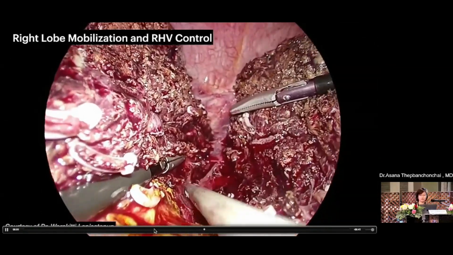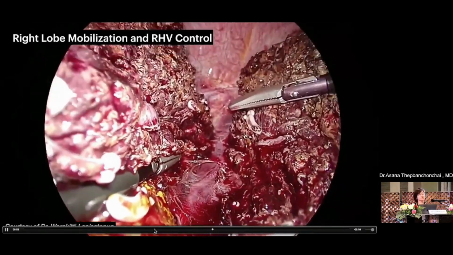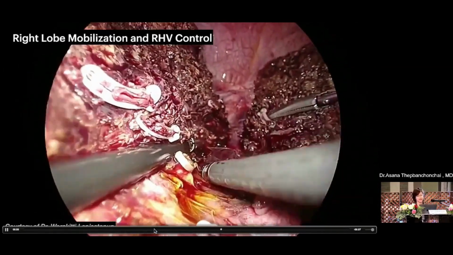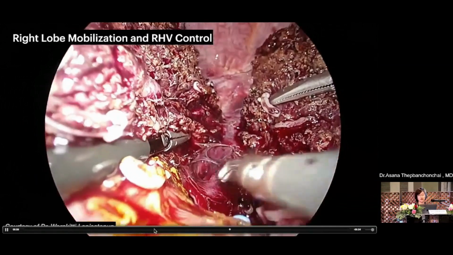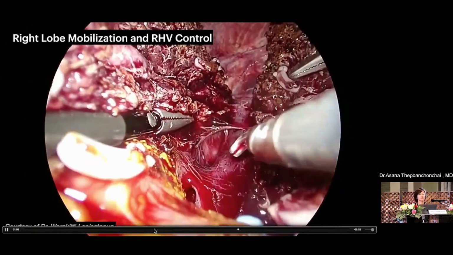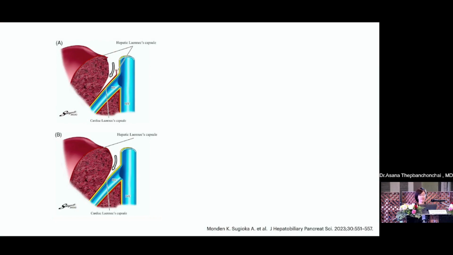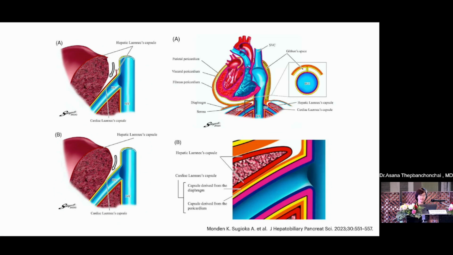Firstly, the right hepatic vein drains into the IVC in a horizontal plane. It is better to dissect to encircle it from the lateral aspect of the IVC instead of doing it anteriorly. Second, there are 2 layers of Laennec's capsule attached together in the area between liver parenchyma and the hepatic vein root or IVC, called the hepatic and cardiac Laennec's capsule. The cardiac Laennec's capsule covers the tunica media of the IVC and right hepatic vein. Injury through this connective tissue can penetrate the vascular wall and bleeding can occur.